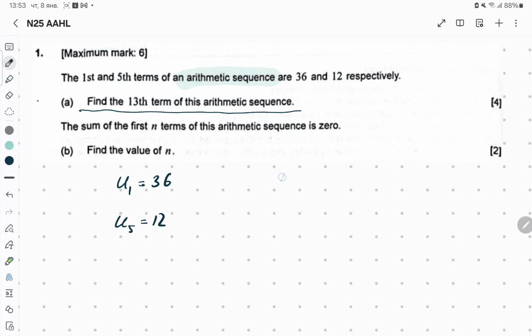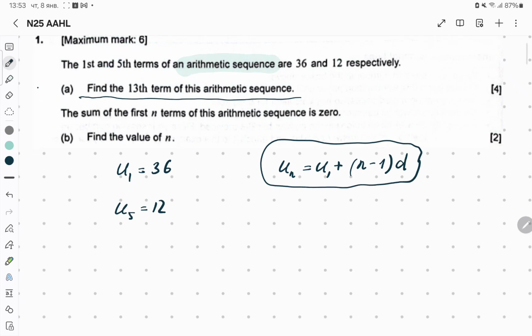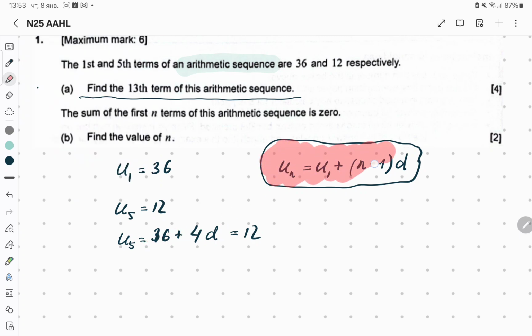Let's do that. So let's use the formula of the general term of an arithmetic sequence. It's un is equal to u1 plus n minus 1 d. This formula is given in the formula booklet, you can easily use it. Now according to this formula, we can express u5 as u1, which is 36, plus 5 minus 1, which is 4, d is equal to 12. Again, I'm going to underline that we're talking about the general term formula and how it's applied in the context of u5. So this is all about this.